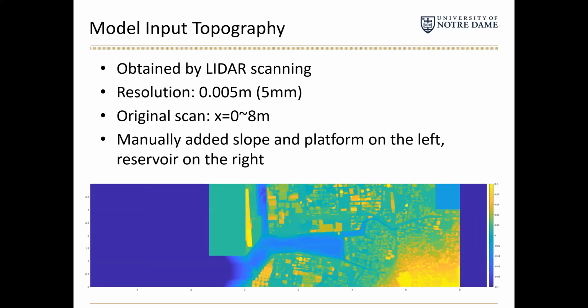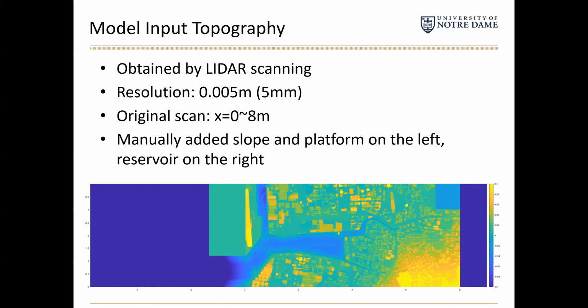For our subgrid model, our topography input was obtained by LIDAR scanning of the CT model. The resolution of the topography is 5 millimeters. The figure shows a part of the model input. The scanned CT model lies from x equals 0 to 8 meters, shown in this figure.